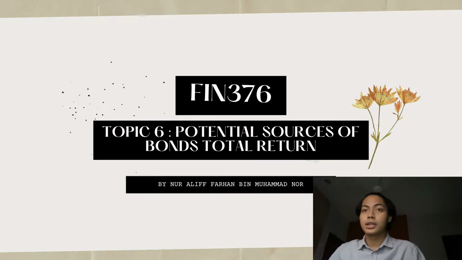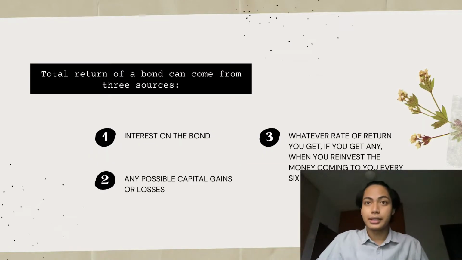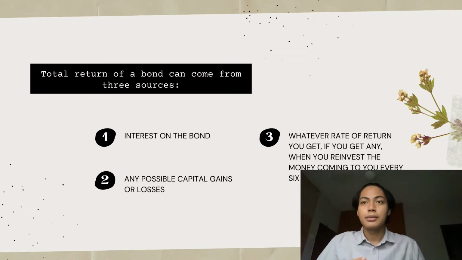Today, I am going to talk about the potential sources of bonds total return. So let's get started. The total return of a bond can come from three sources, which are the interest on the bond, any possible capital gains or losses, and whatever rate of return you get, if you get any, when you reinvest the money coming to you every 6 months. Believe it or not, on a very long-term bond, the last factor, your so-called reinvestment rate, is probably the most important of the three. That is because of the amazing power of compound interest.